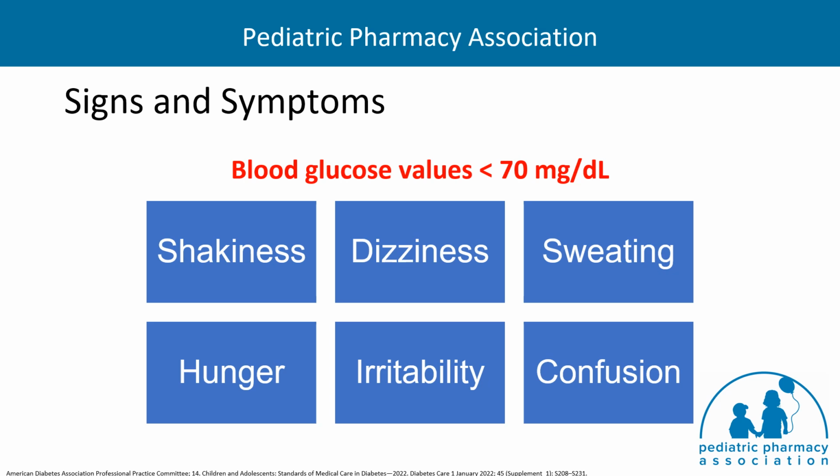By definition, hypoglycemia is a blood glucose value of less than 70 milligrams per deciliter. And it's defined by these symptoms: shakiness, dizziness, sweating, hunger, irritability, and confusion or changes in thoughts or behaviors. Now, of note, patients that are on concomitant beta blockers may not show all of these signs, and really sweating becomes the most important one for a patient that's on a beta blocker.